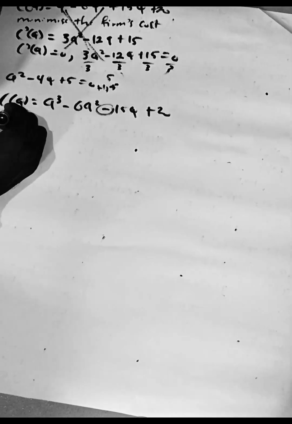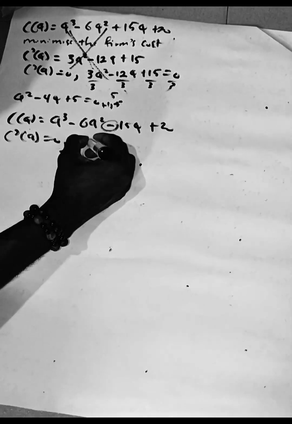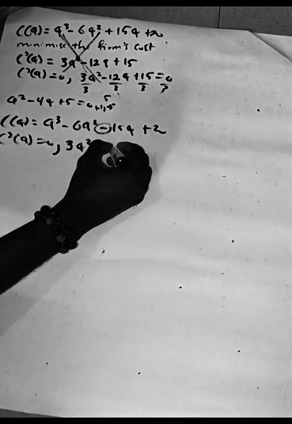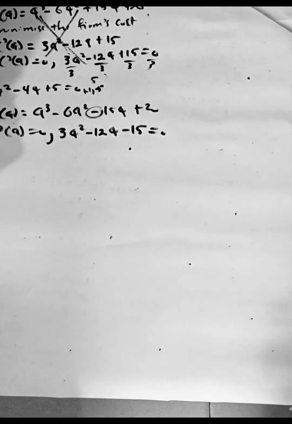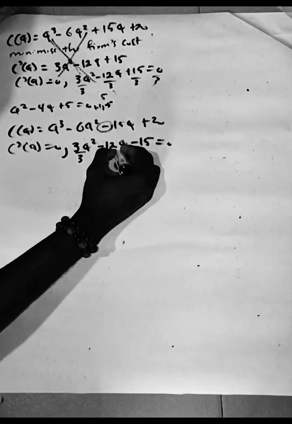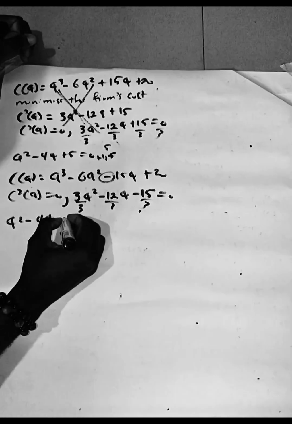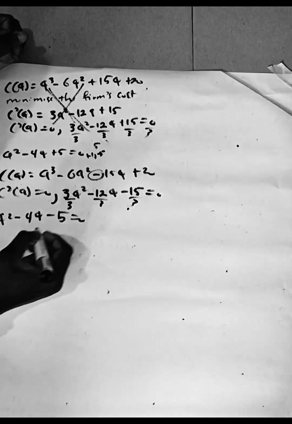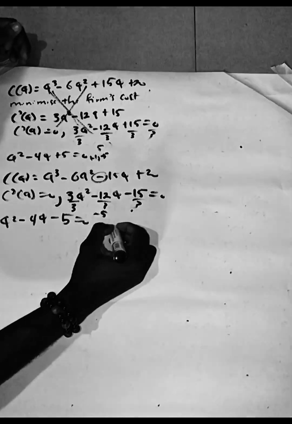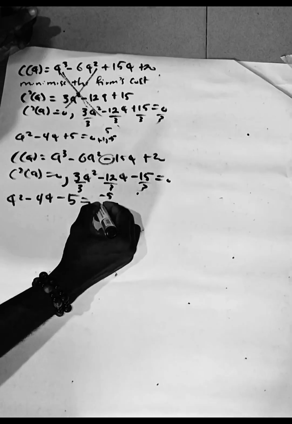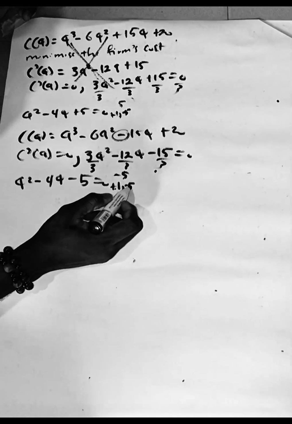So we first need to find our first derivative and set it to 0. That's going to be 3q squared minus 12q minus 15. Then we set it equal to 0. First we can divide all through by 3. So we have q squared minus 4q minus 5 is equal to 0. Now we can factorize. We have minus 5, which factors into 1 and 5, or plus 1 and minus 5, because plus 1 times minus 5 is minus 5, and plus 1 minus 5 is just minus 4.